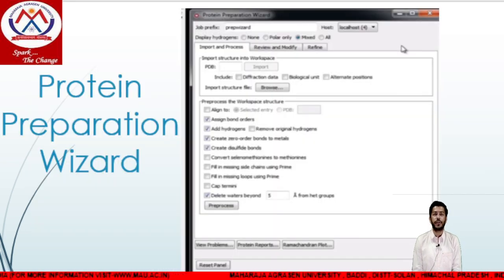Next is the protein preparation wizard. In this we will find out the protein, and under this you will see there is import and process, then review and modify, and in the last, refinement. First, that is your import and process.